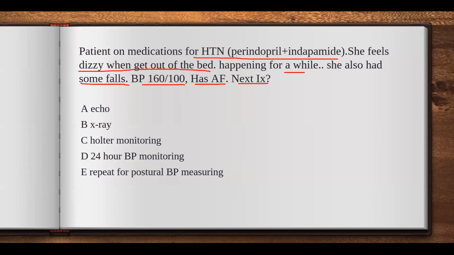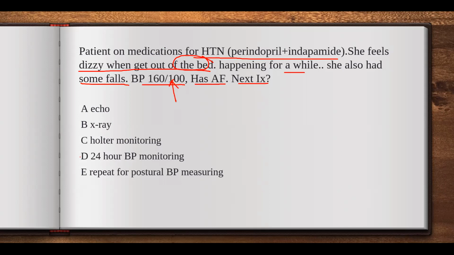Any elderly patient having a fall, usually occurring after getting out of bed, you should always consider the possibility of postural hypotension. Always. Getting out of bed means they were sitting or lying, and when they stand, they get this dizziness. That's called postural or orthostatic hypotension. Now, this BP 160 by 100 hasn't told you whether it is a standing or sitting BP. So this is the clue in here.